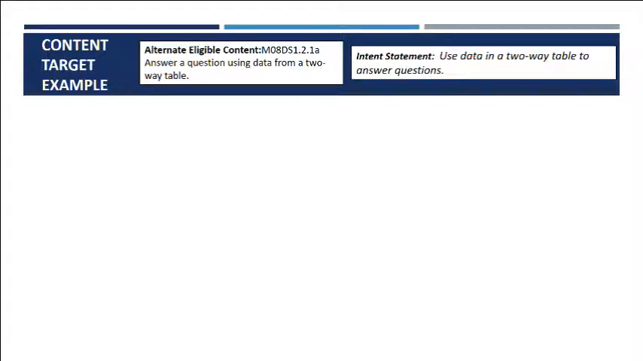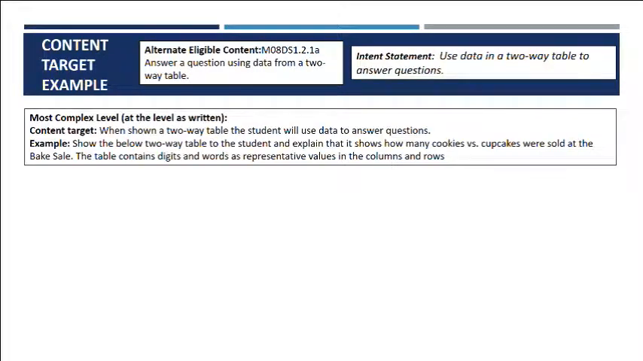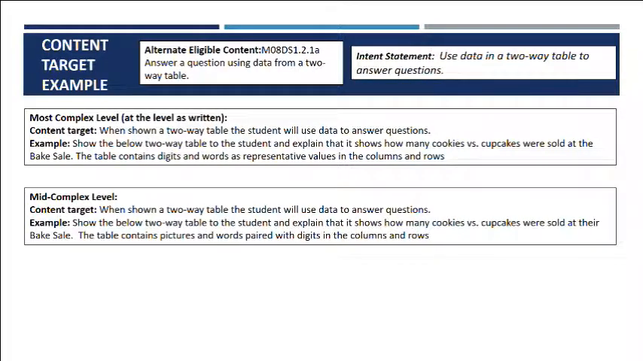So here we are using data in a two-way table to answer questions. Our most complex content target is when shown a two-way table, the student will use data to answer the questions. At the mid-complex level, that content target looks pretty similar, but your criteria is going to be looking a little bit different.